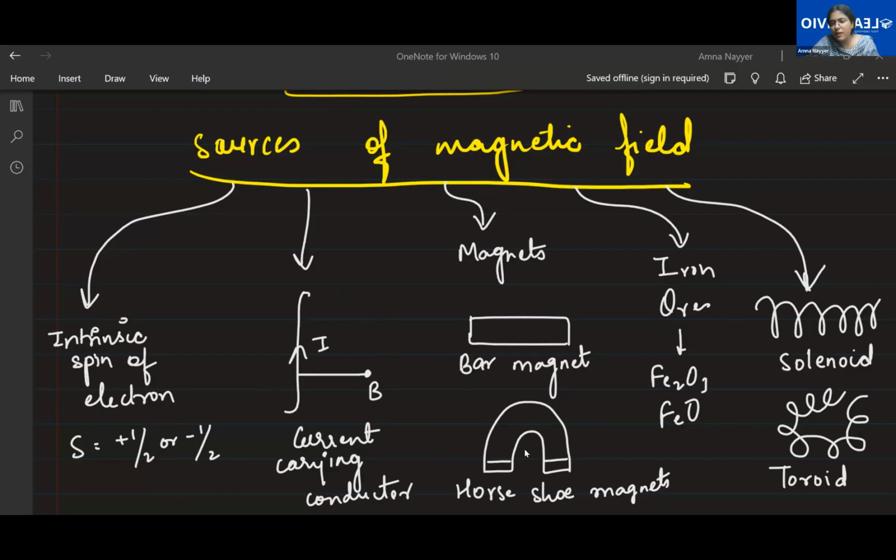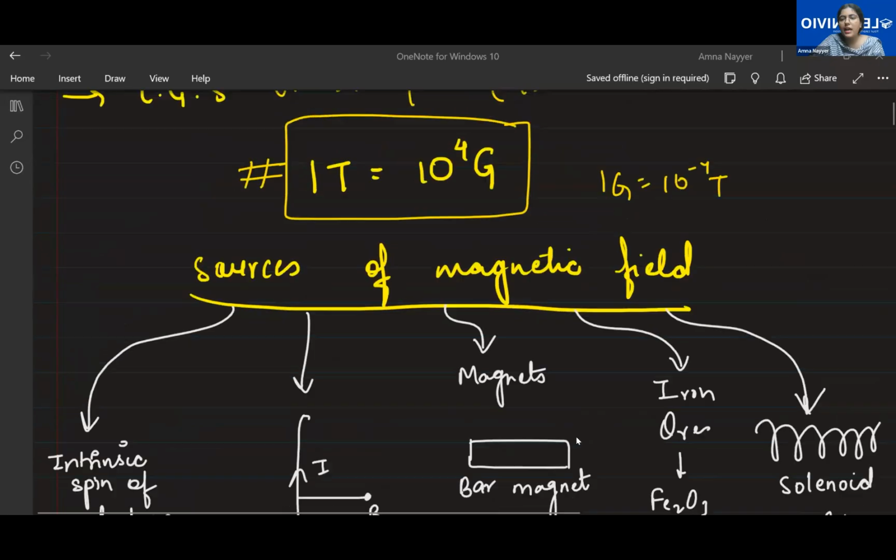Regarding the magnets, you don't have to do the horseshoe magnet unless it's in your school practicals; you see which magnet is available in your school, because in most schools both the bar magnet and horseshoe are there. But regarding the bar magnet, we'll see everything in detail in the next chapter, chapter 5, magnetism and matter. Then the iron ores, their valencies and how they are constructed, that's again your chemistry. And the solenoid and toroid we'll see in this chapter only, which is just an extension and application of Ampere's circuital law. So this is what magnetism is all about.